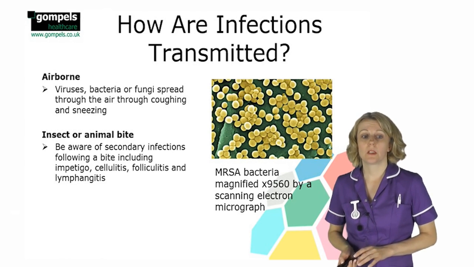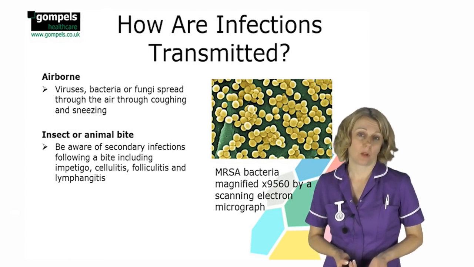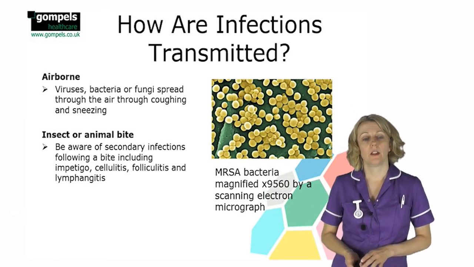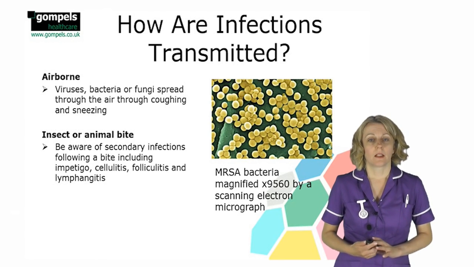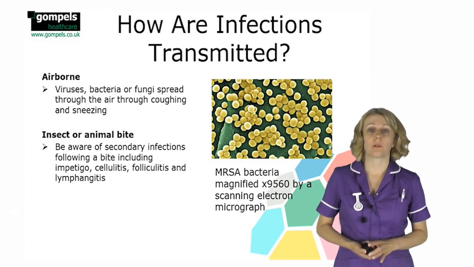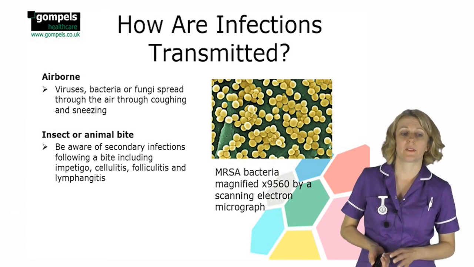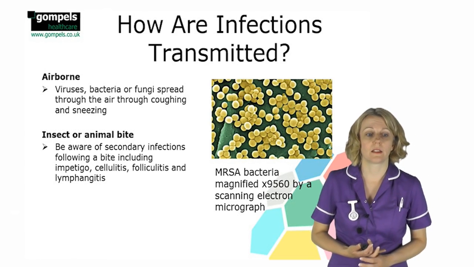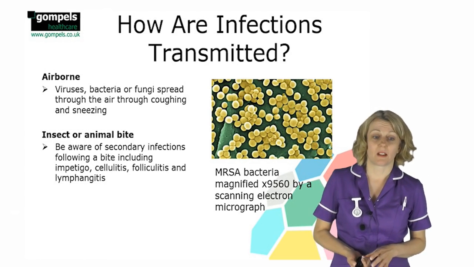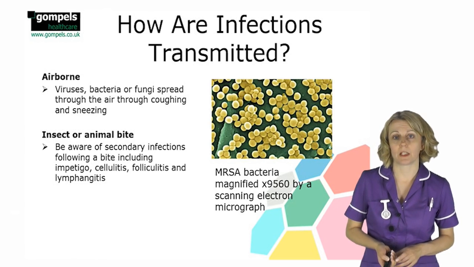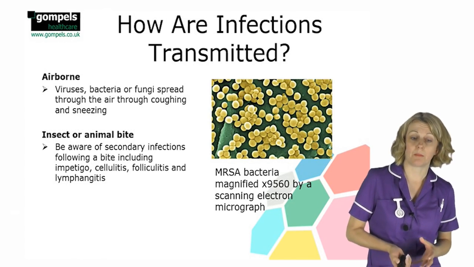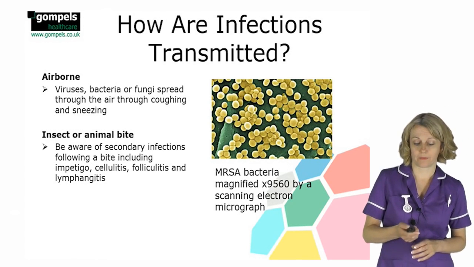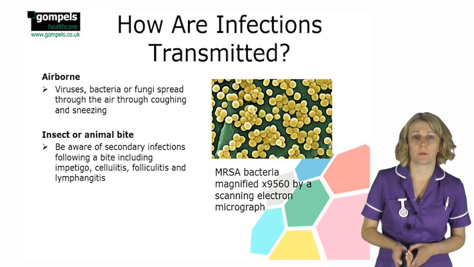Infections are also airborne, and the common ones would be the common cold, but viruses, fungi, or bacteria can all be spread through the air, through coughing and sneezing, and also through bites, so either an insect or an animal bite. So you must be aware of secondary infections that can follow a bite, such as cellulitis, folliculitis, lymphangitis, or impetigo. And if you look at the image on the screen, this is an MRSA bacteria, and that's been magnified by a scanning electron micrograph. They are very simple, but can cause such harm.